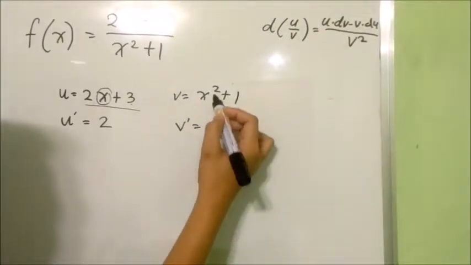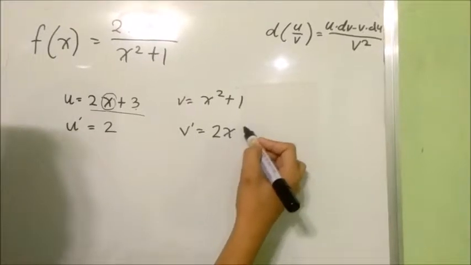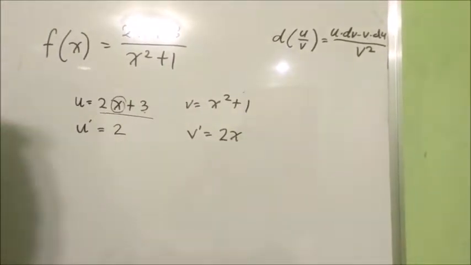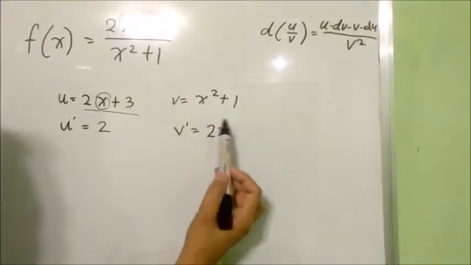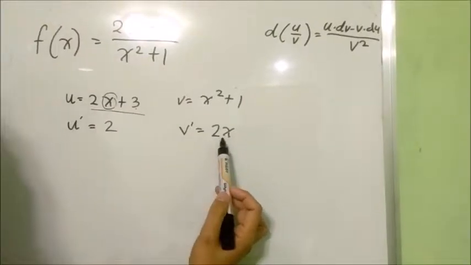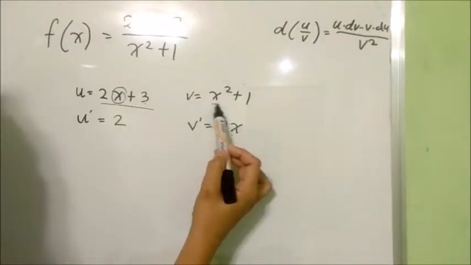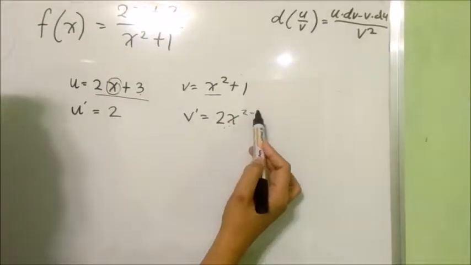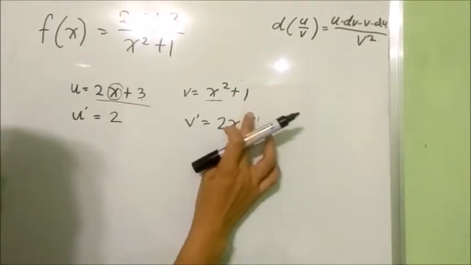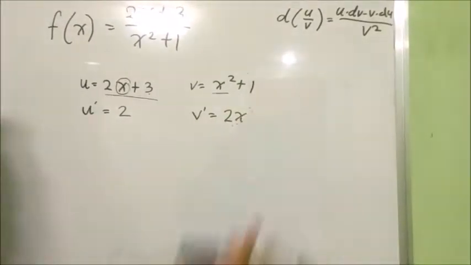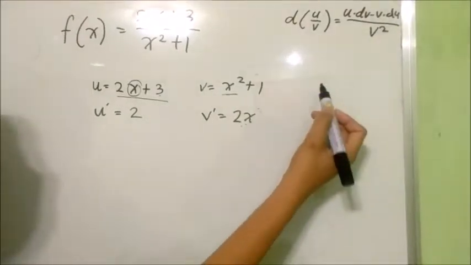Now let's move on to the derivative of v. The derivative of v is just 2x. Because this is an exponent, you just bring it down and multiply it to the base and subtract one from the exponent, which is 2 minus 1. So 2 minus 1 is just 1, so we will just erase it. Okay, now we will just copy the format.